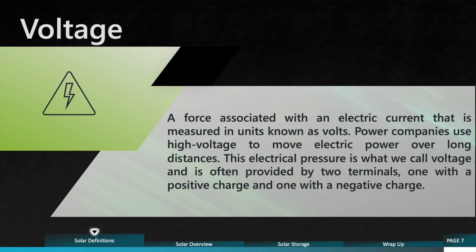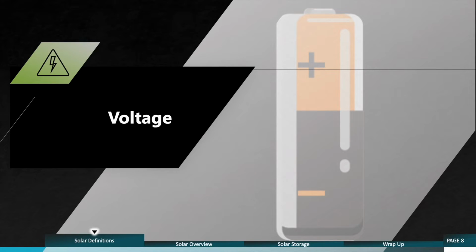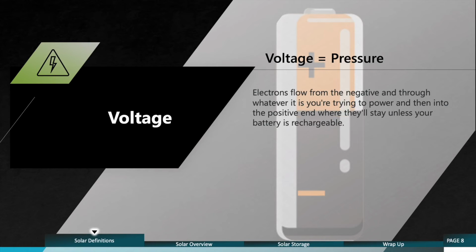This electrical pressure is what we call voltage and is often provided by two terminals, one with a positive charge and one with a negative charge. Now, we've all seen that before, just like this picture here in the back, a battery, a positive and a negative. So let's talk about this a little bit. Voltage equals pressure. This might be on the test. Voltage equals pressure. So when we hear voltage, we need to associate that with the pressure that's being provided to move the electricity across the distance.